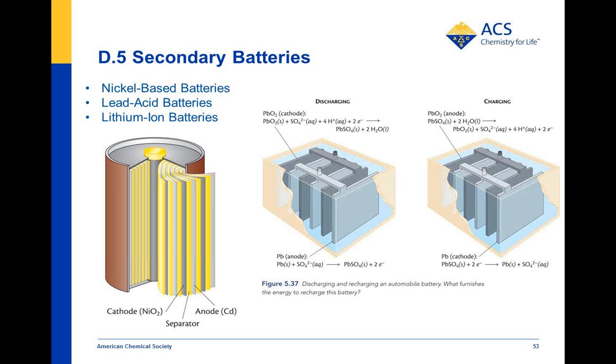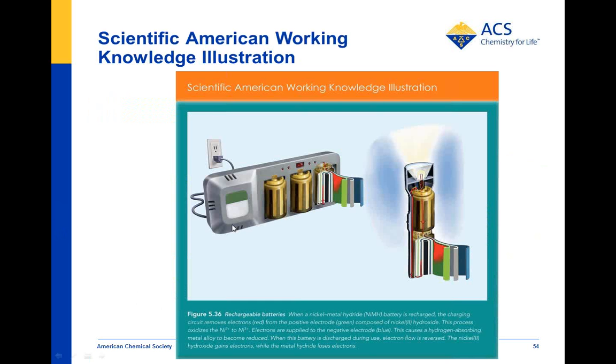Before section D6, we do another concept check. We're asking about the Scientific American working diagram, sorry about that. The Scientific American working diagram is fabulous in terms of showing students the cross-section of a battery, what's happening there, and then it explains the chemistry below as well. These are really well done and are a wonderful addition to that section.